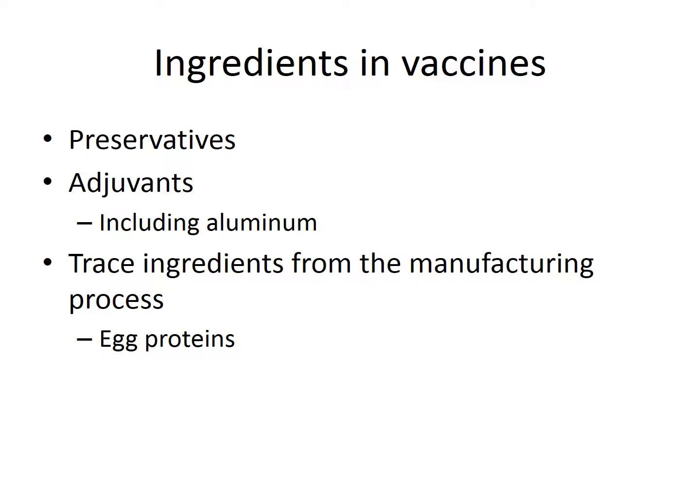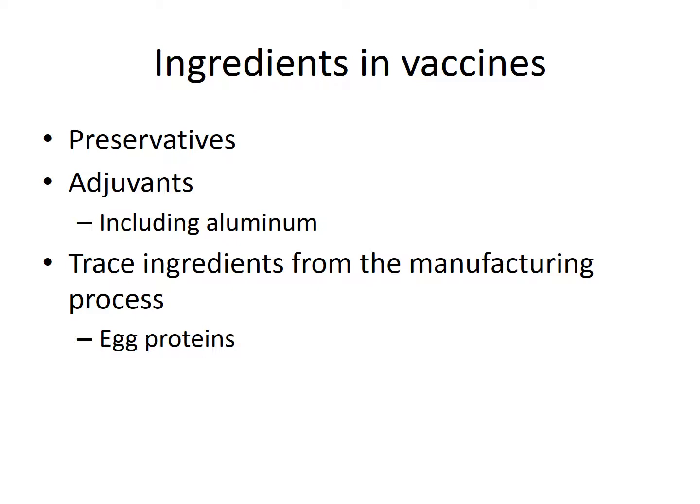Ingredients in vaccines. There are lots of different ingredients used in vaccines for lots of different reasons. They have preservatives in order to maintain shelf life and allow them to be transported across the world. Vaccine products are used everywhere, and actually where they are most important and most needed is often the hardest place to get to. Adjuvants are in vaccines in order to present the antigen to the immune system to get the most appropriate and effective immune response, including aluminium.